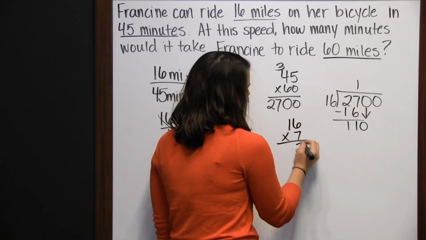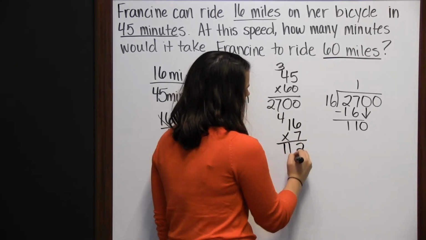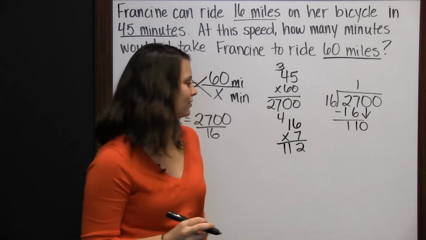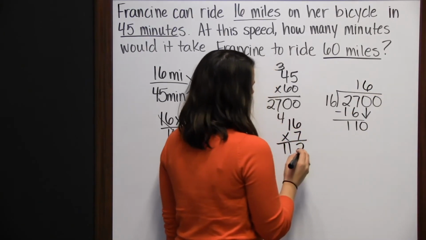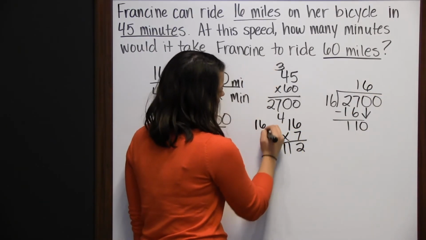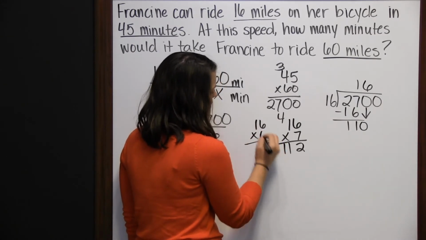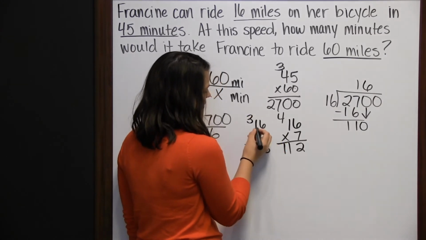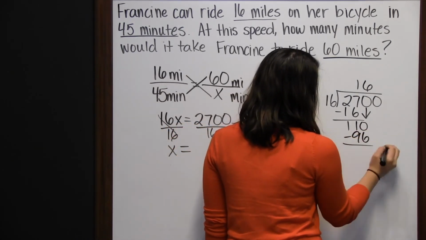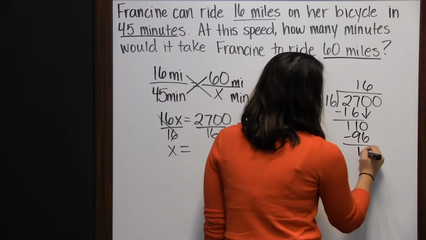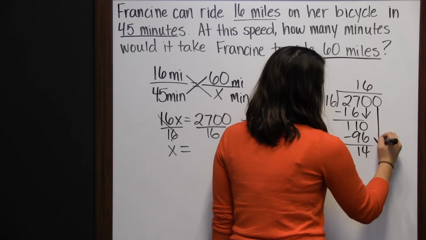7 times 6 is 42. 7 times 1 is 7, plus 4 is 11. And that's a little too big, which means I know 16 goes into 110 6 times. So 16 times 6. 6 times 6 is 36. 6 times 1 is 6, plus 3 is 9. And that works. So we need to subtract, and we get 14. Then we bring down our next zero.